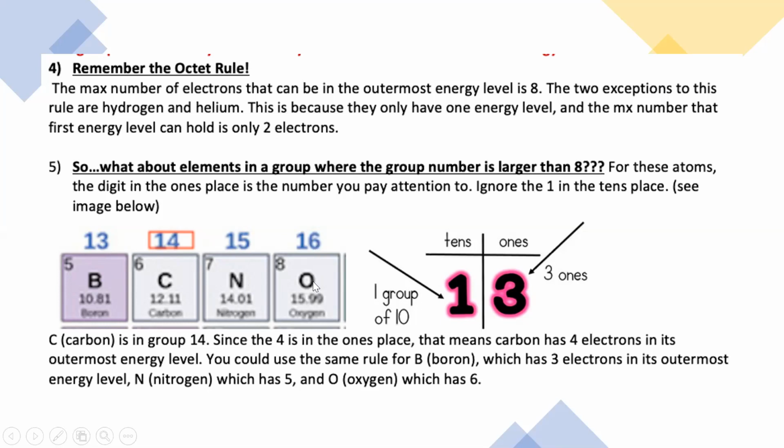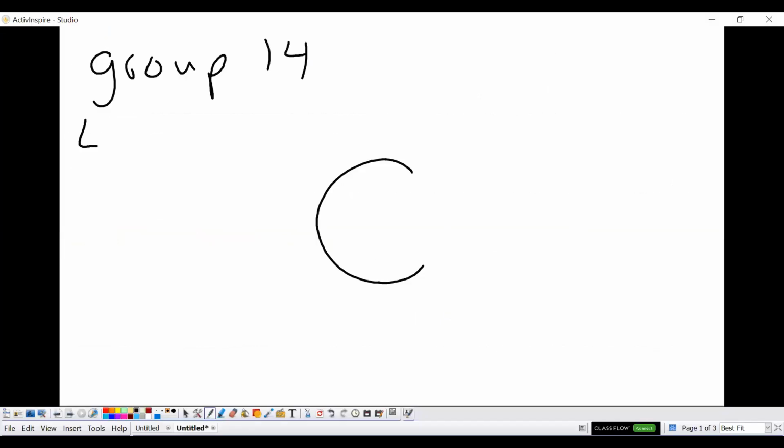All right, so I'm going to go ahead and write that here. Okay, so it has 4 electrons in its outermost energy level.